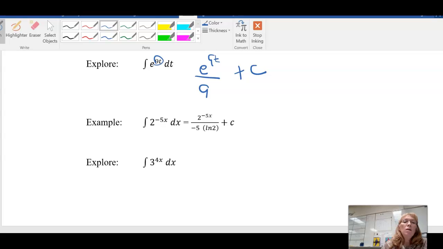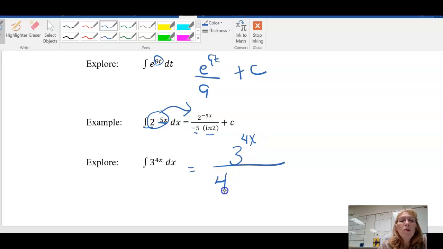Okay, exponential. Now remember, exponential is the original, so this guy goes up. Now you take the derivative of negative 5x, which is negative 5, times the natural log of the base, which is 2, plus c. Okay, pause and do yours. So you should have had 3 to the 4x, times the derivative of 4x, which is 4, times the natural log of the base, which is 3, plus c.